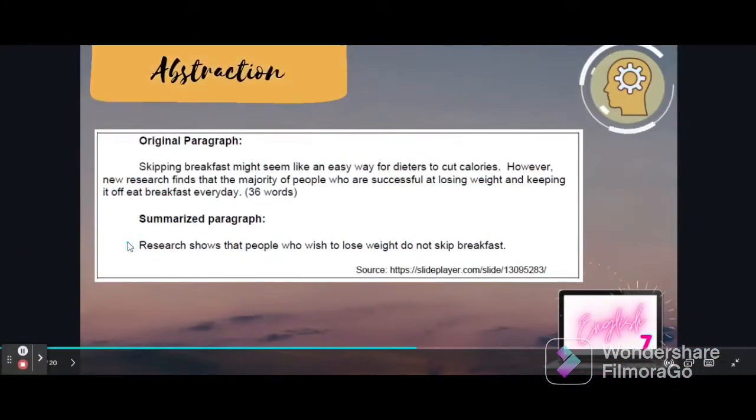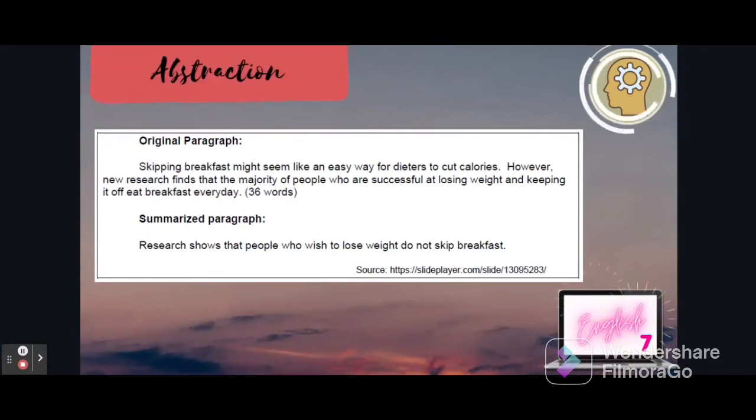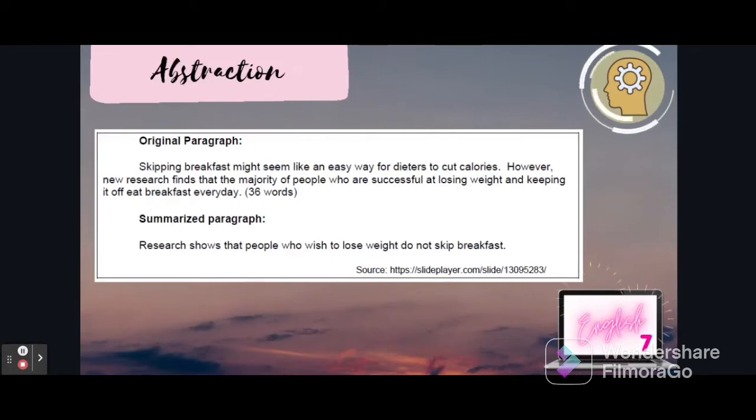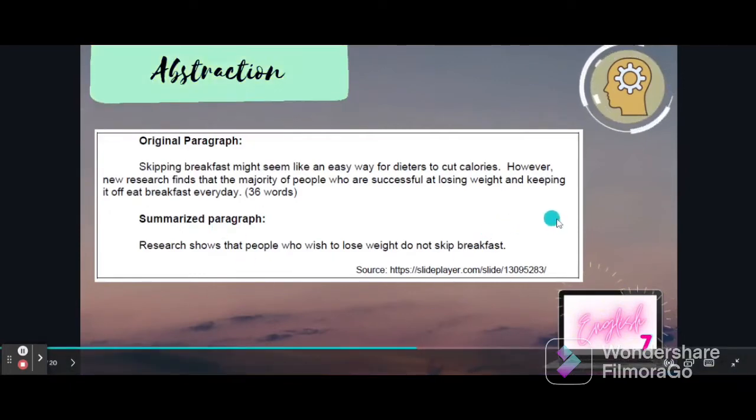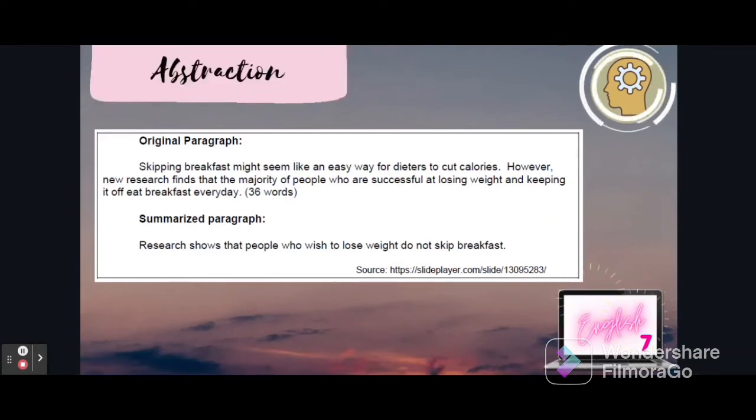Let's compare the original paragraph to the summarized paragraph. Which of the paragraphs do you easily understand? Do you understand the original version or the summarized version? Does the summarized paragraph contain the same idea as the original one?